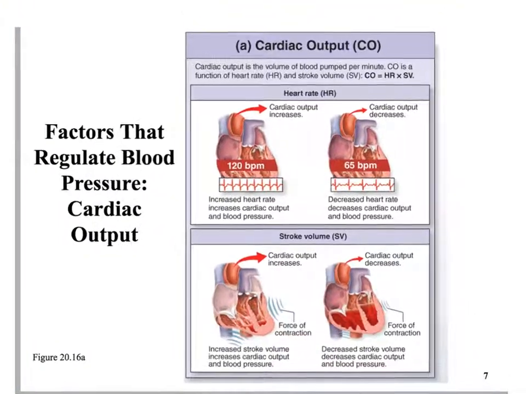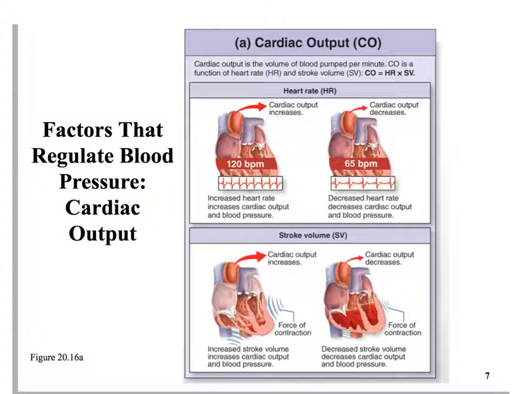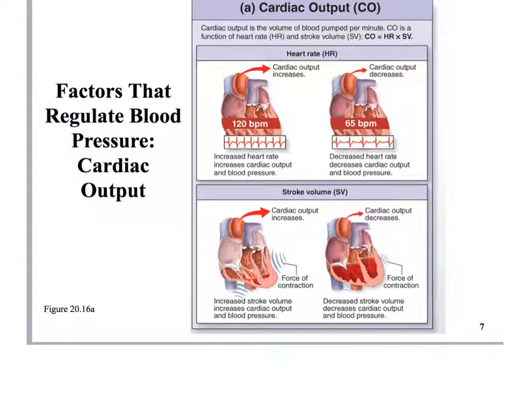All right? So here's cardiac output. Heart rate, we could change heart rate to regulate blood pressure. We can change stroke volume. And stroke volume depends upon how much blood is coming back to the heart, right, and then how much is expelled out. You alter stroke volume, heart rate. This is cardiac output that we're controlling.